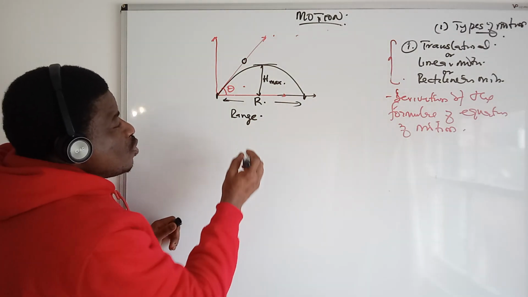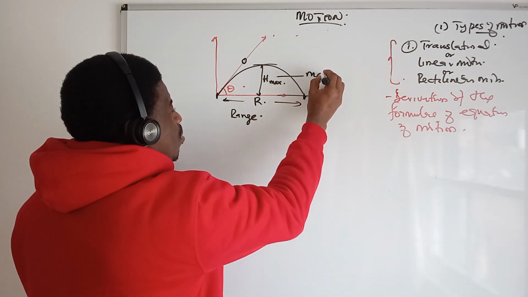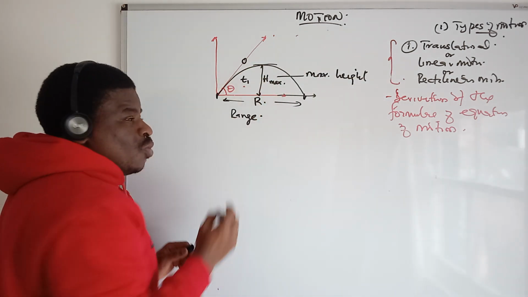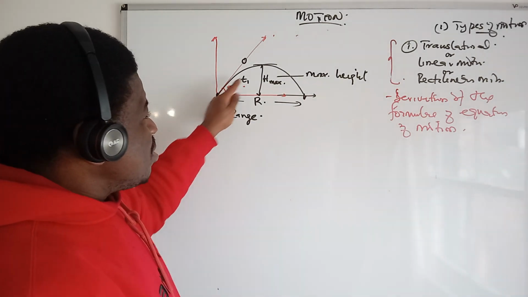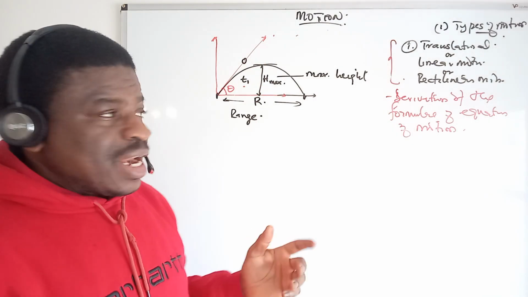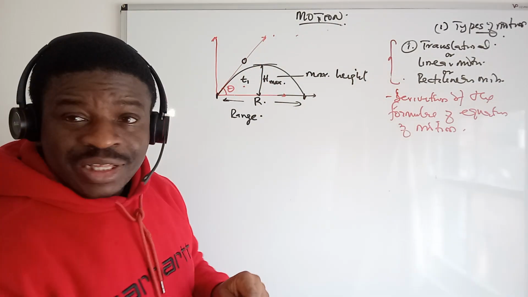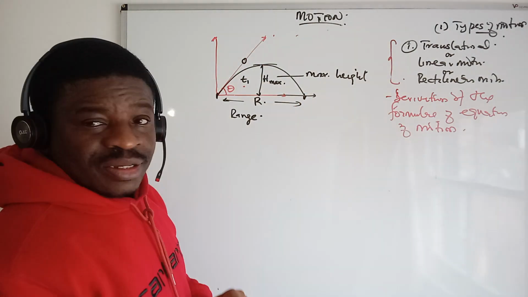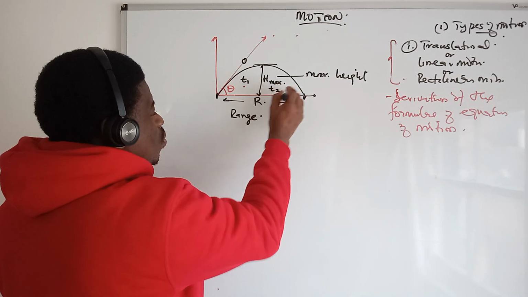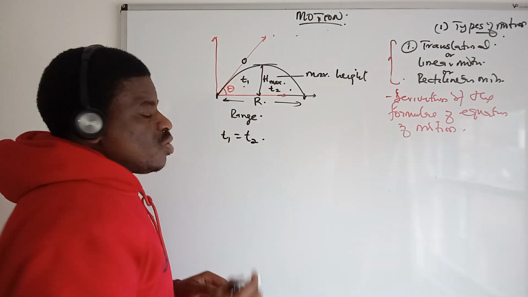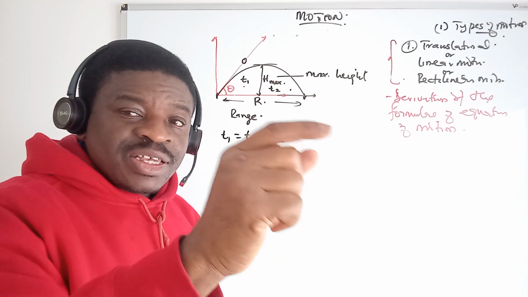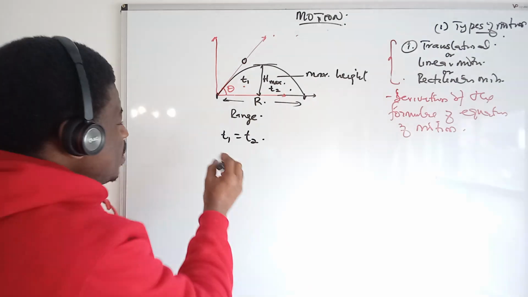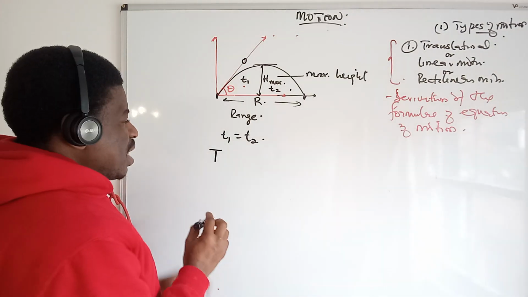Then number three, you also want to know the time it takes to reach the maximum height. I want you to understand this: the time it takes to go to the maximum height is the same as the time from the maximum height down. Let's say this one is T1 and this one is T2. T1 is equal to T2. The time to get to the maximum height is equal to the time it takes to drop back.